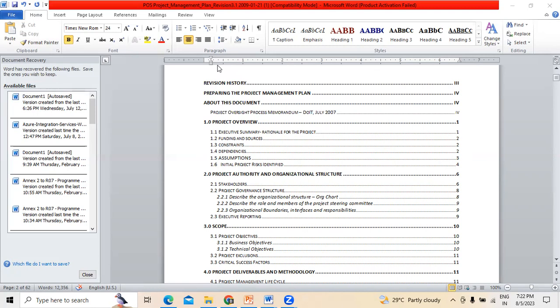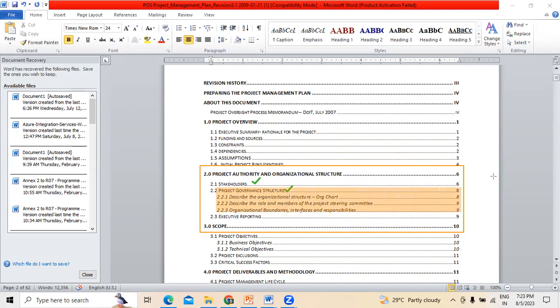Once that is done, the next is 2.0, which majorly discusses the project authority, followed by the organization structure. Here we have to mention the stakeholders, the people who are stakeholders and what kind of stakeholders we have. We need to mention that information. Followed by this, one more important point is 2.2. This is important for us, being a project management team. What matters is the project governance structure, right? This project governance structure is required.